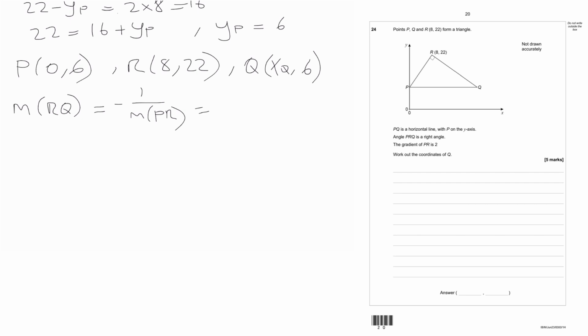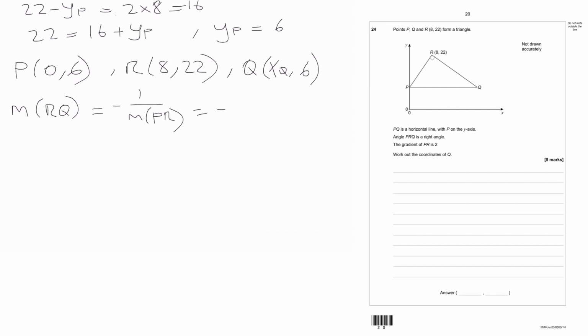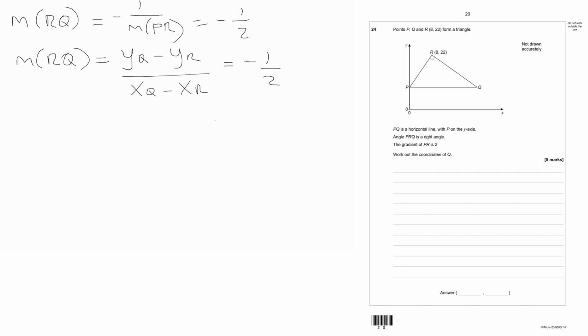So this means that the gradient of the line RQ is going to be equal to minus, and what was it? It was 2, minus 1 over 2. So that's the gradient. And then we know that this is equal to y of q minus y of r over x of q minus x of r, and that equals minus a half. And the only value we don't know here is x of q, so that's what we're going to solve for.